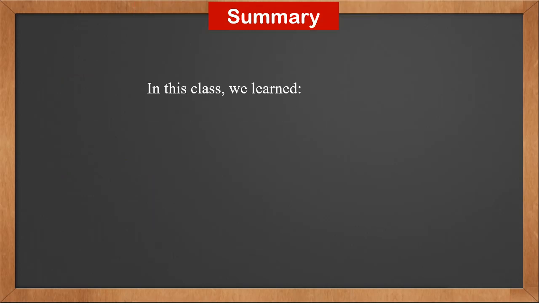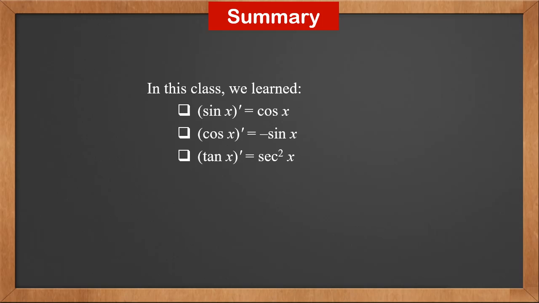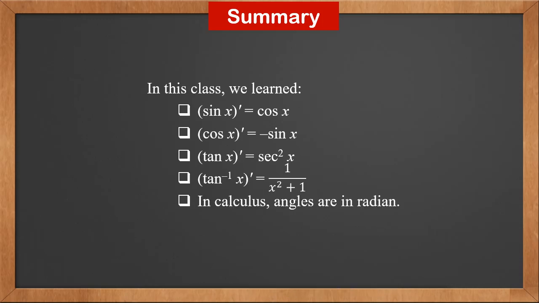In this class, we learned the derivative of sin x is cosine x. The derivative of cosine x is minus sin x. The derivative of tangent x is secant squared x. The derivative of inverse tangent x is 1 over x squared plus 1. All angles must be in radian.